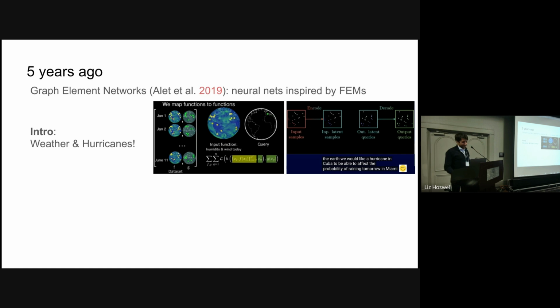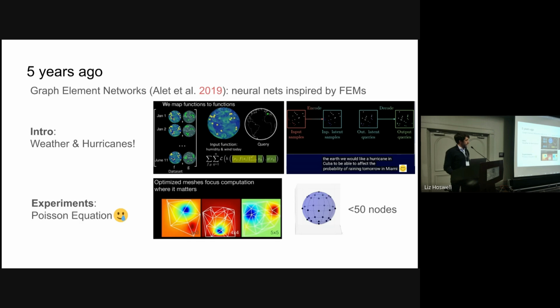And I even found a point in the YouTube talk where I was mentioning this hurricane in Cuba affecting the probability of rain in Miami. So I'm very happy now to be talking in Miami about hurricanes. However, my motivation was nice, but my experiments were very disappointing. I only applied the method of these meshes and so on to the Poisson equation, and it only had 50 nodes. So really, really disappointing in some sense.